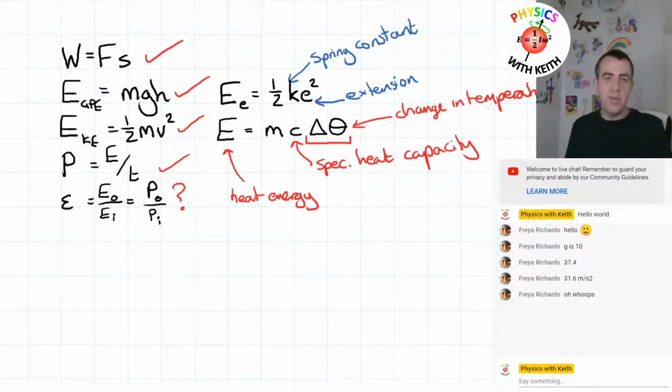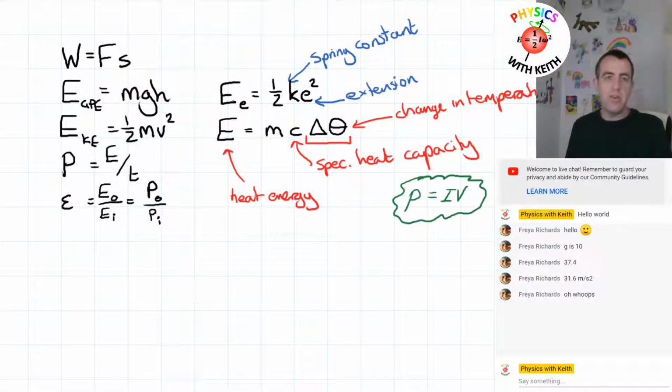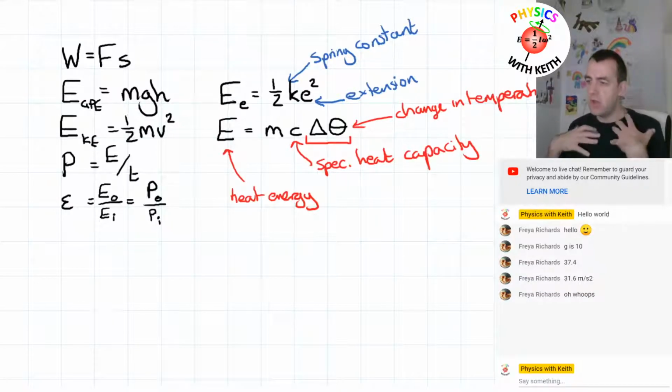So what I wanted to do is have a little look. We're going to step across now to heat energy, and how we can transfer heat energy.